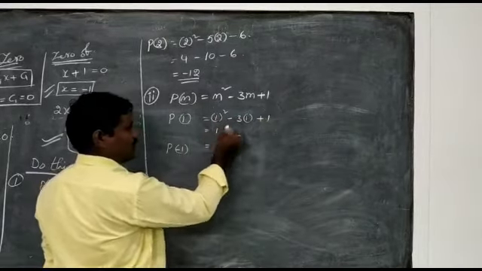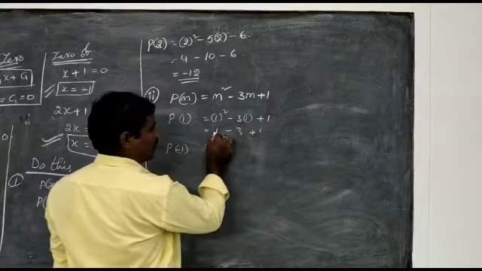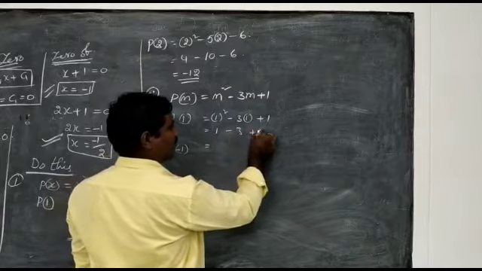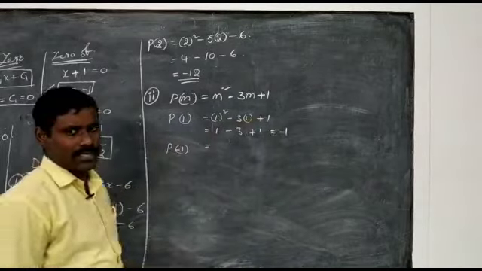1 square value is 1, minus 3 plus 1. 1 minus 3 is minus 2, plus 1 is minus 1. Now P of 1 is minus 1.